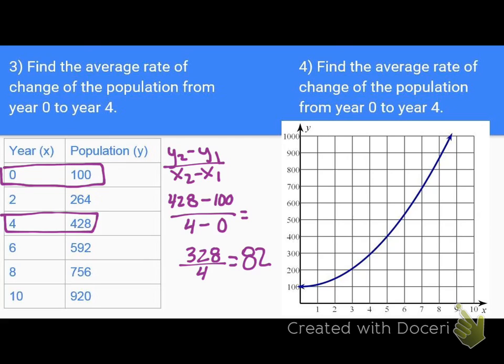Remember, this is talking about the number of fish, right? It's a population, so we don't just want to give them a number, we want to put the correct unit on it. So this is actually 82 fish per year.